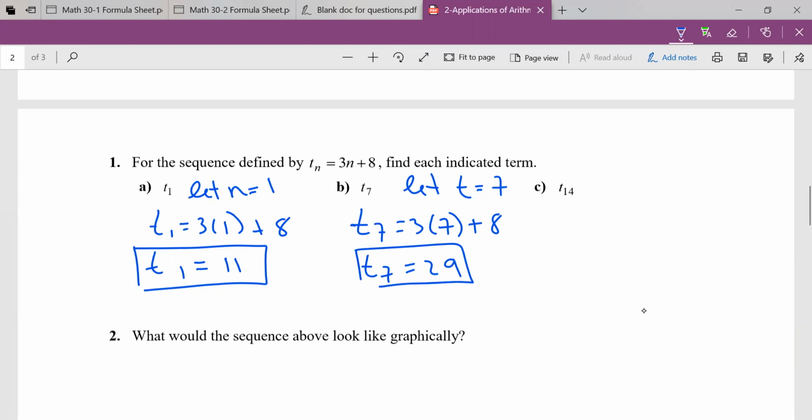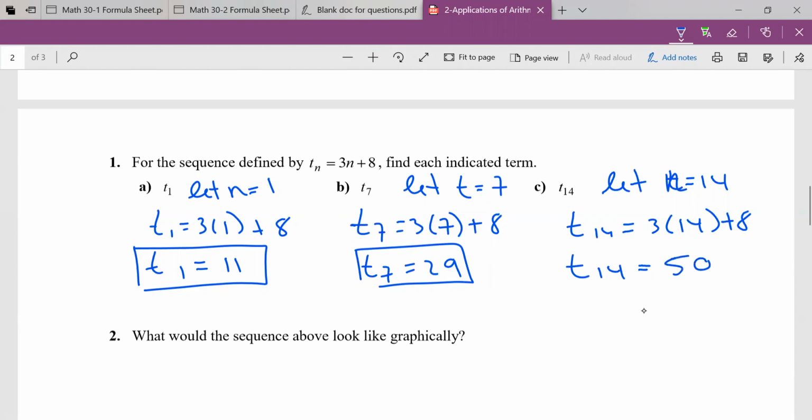And T14, sure, guess what? We can do the same thing here. So T14, we let n equal 14. And so what do we get? T14 is 3 times 14 plus 8. And so T14 sounds like 42 plus 8 is 50.